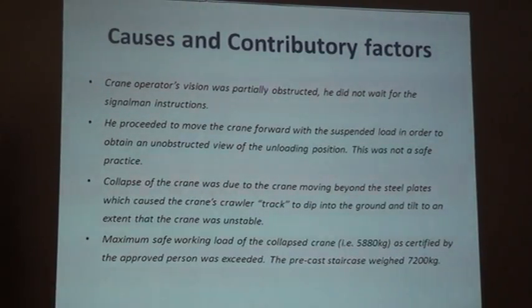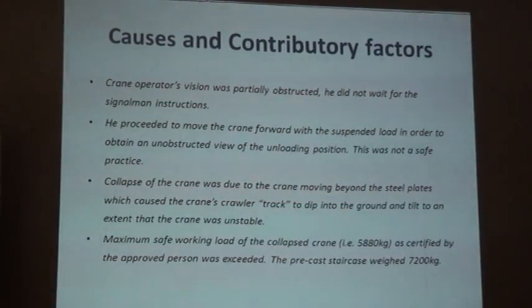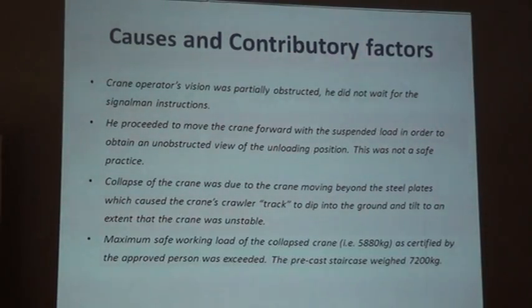The maximum safe working load of the collapsed crane, 5,880 kg as certified by the approved person, was exceeded. Sometimes the certified engineer himself makes the mistake. So at that time we need to check the radius chart of the crane and then carry out the work.